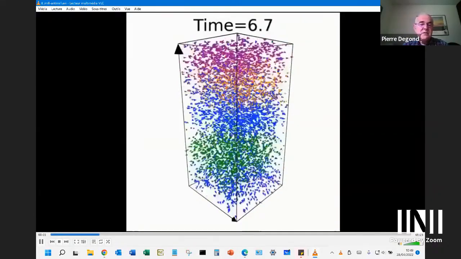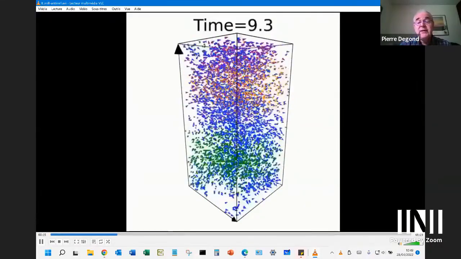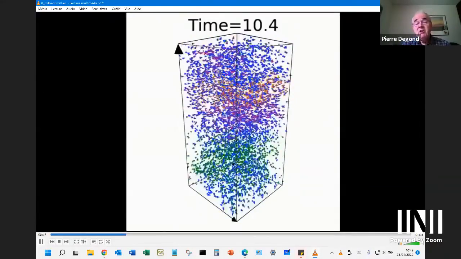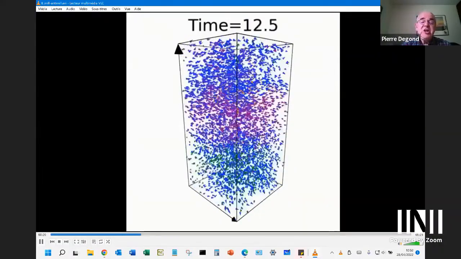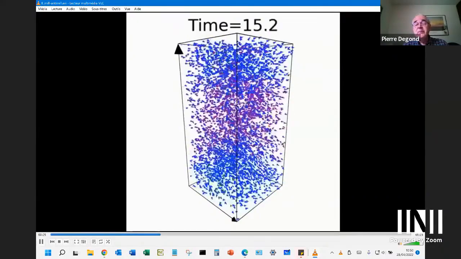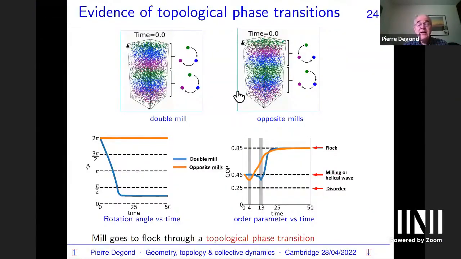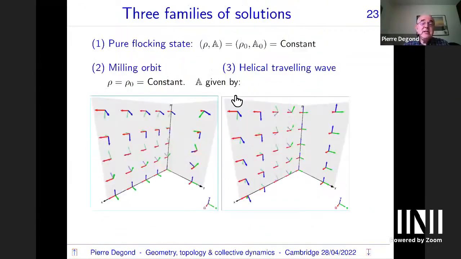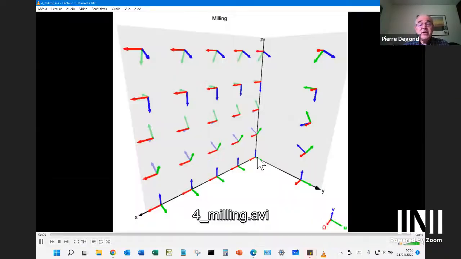Okay, something different seems to happen from the previous one. Eventually, it looks like it's becoming a flock. So could we understand the differences between these two behaviors? And for that, we constructed an indicator that tries to measure the following.